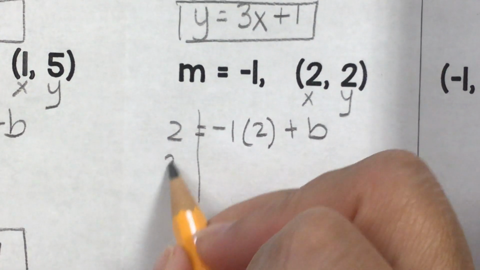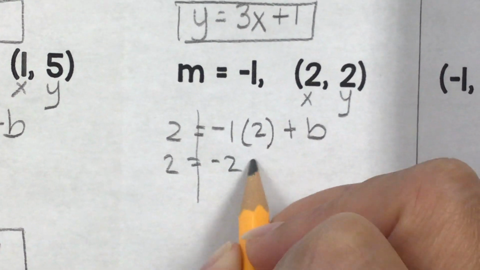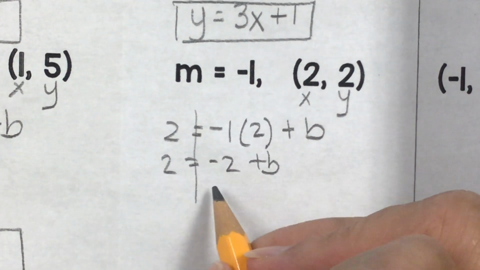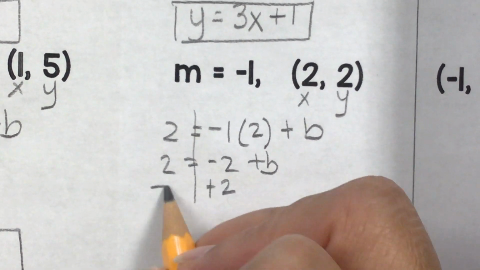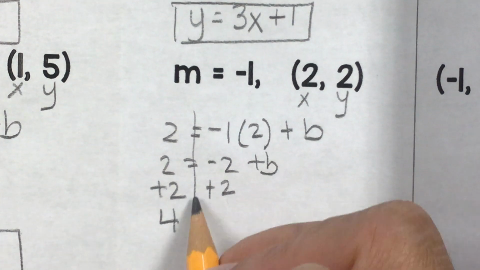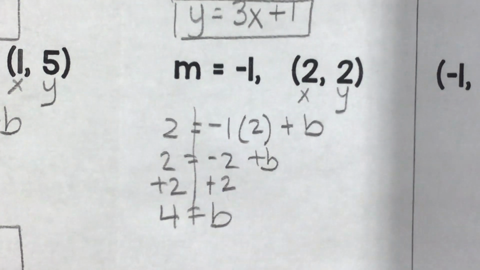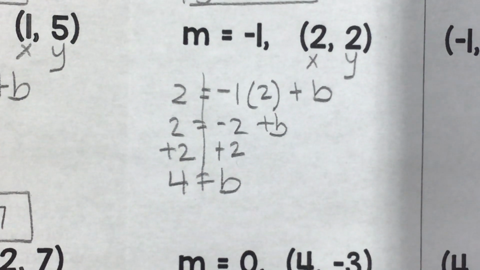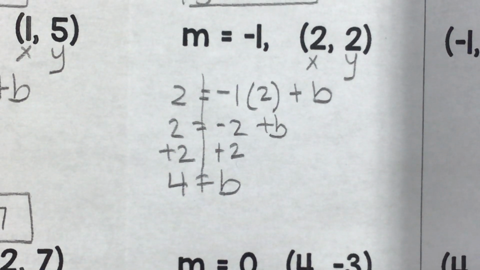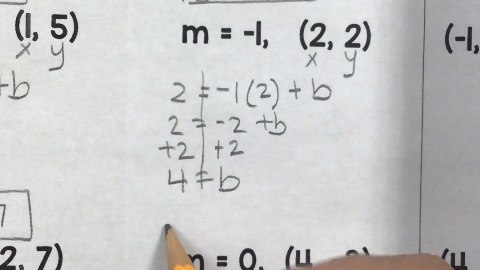We solve for the b. 2 is equal to negative 2 plus b. Plus 2 to both sides. 4 is equal to b. But that's not our final answer. We have to write it in slope-intercept form.